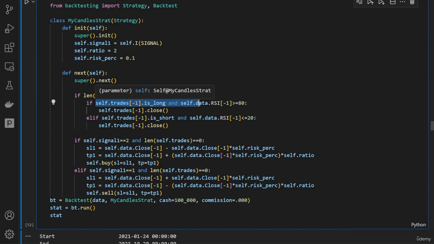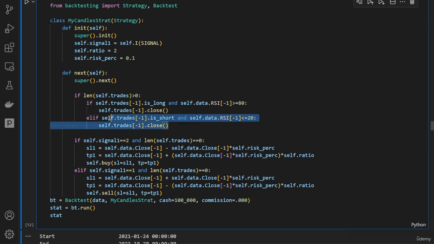And at the same time, if the RSI for the current candle is above 80, in this case, I'm closing this open trade. Why? Because if the RSI goes above 80, we consider that the market is overbought, and our uptrend, at least for the short term, is going to be halted or stopped. So this is why we exit our long positions. On the contrary, if we have a short position and the RSI is below 20, in this case, we close this shorted position.